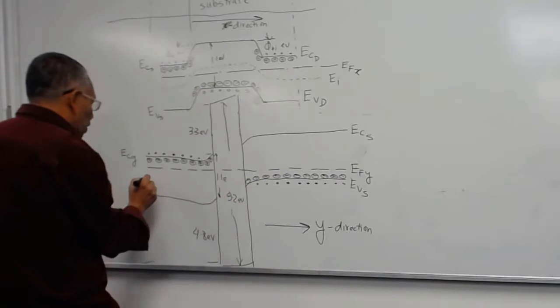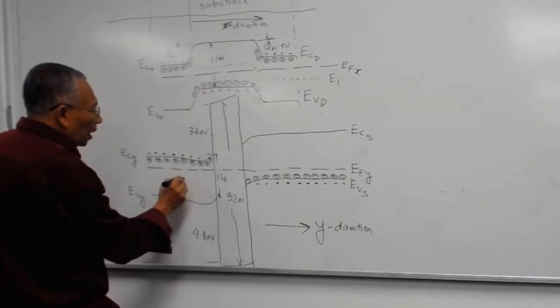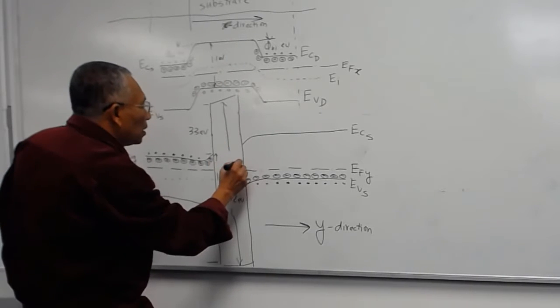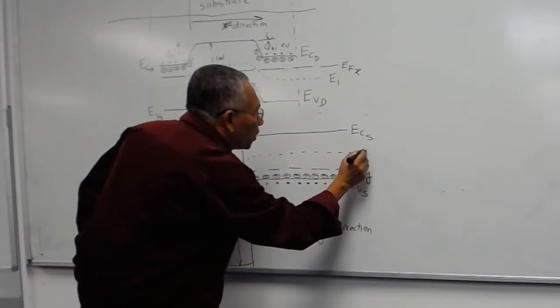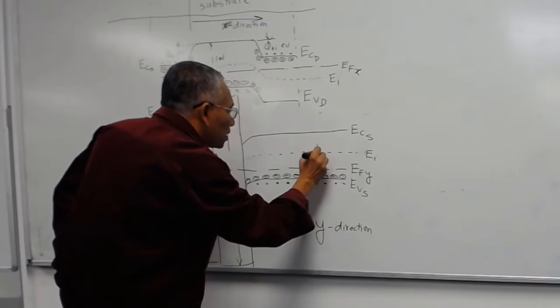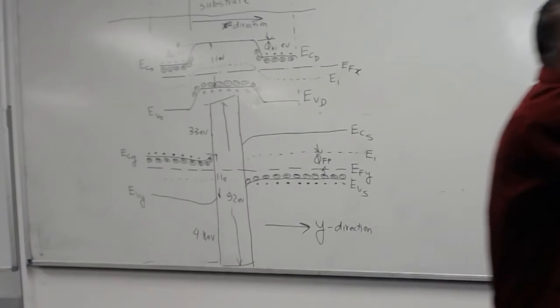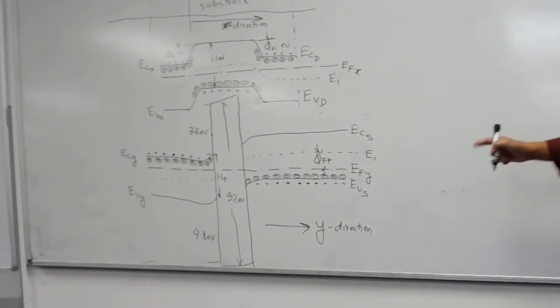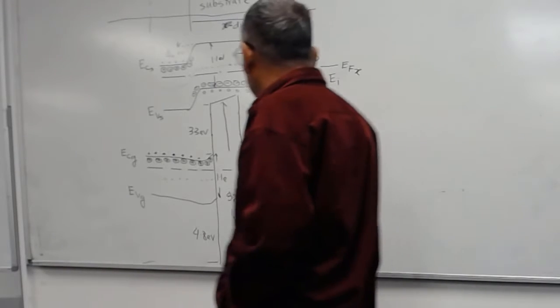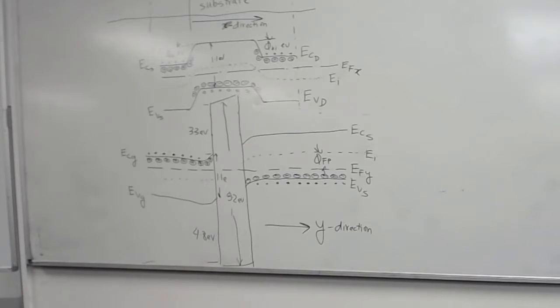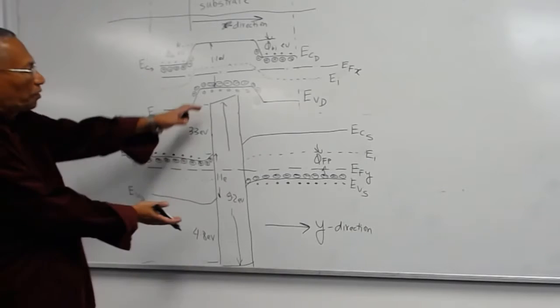And you can also draw the intrinsic level here, like we draw the other case. This is your EI. This distance is your phi FP, that phi. So this is easier to understand. This is a bit more difficult because you have this oxide in between.